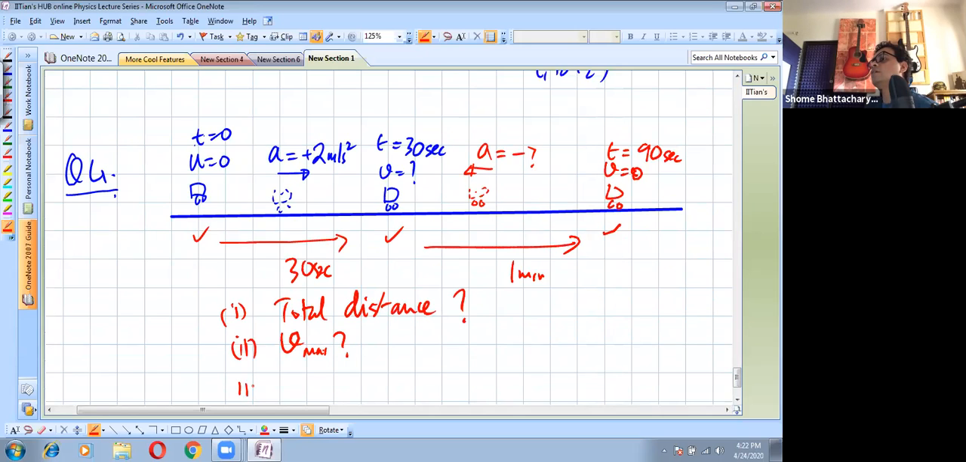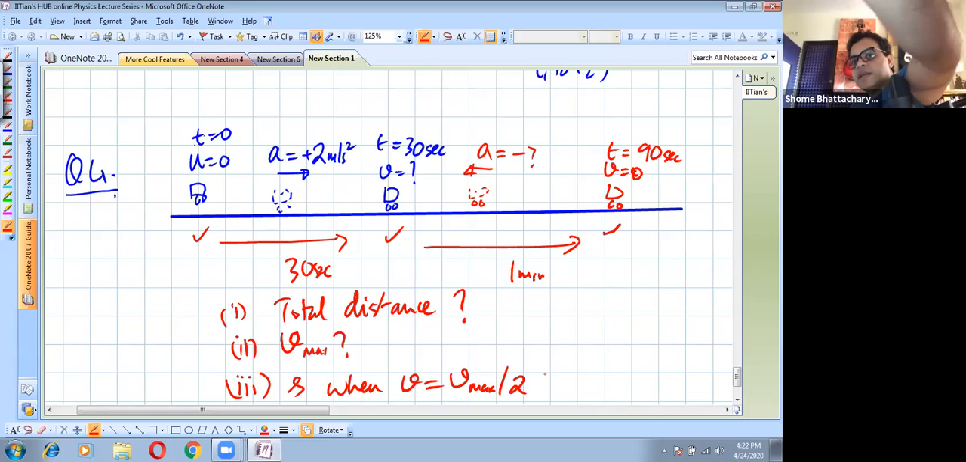And we have to find S when V is equal to half of Vmax. So this is just the information of the question. I have not given you any solution yet. Now what I'm asking you to do is convert this information into a graph.